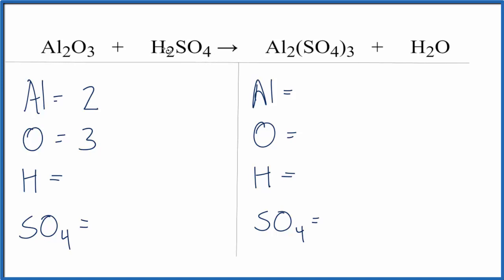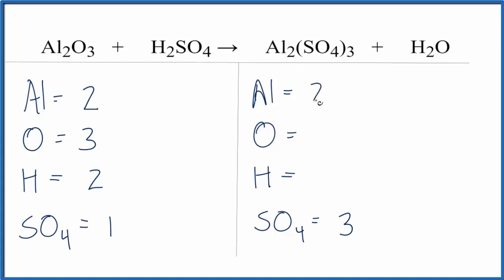So let's leave that alone. We have 2 hydrogens, and I have an SO4 here, and then I have 3 SO4s over here. So this is called the sulfate ion, and I'm just going to count it as one thing. I have 1 sulfate ion, 1 SO4 on the product side, and then on the reactant side of the equation, 3 SO4s. And by doing that, we're going to make this equation a whole bunch easier to balance.